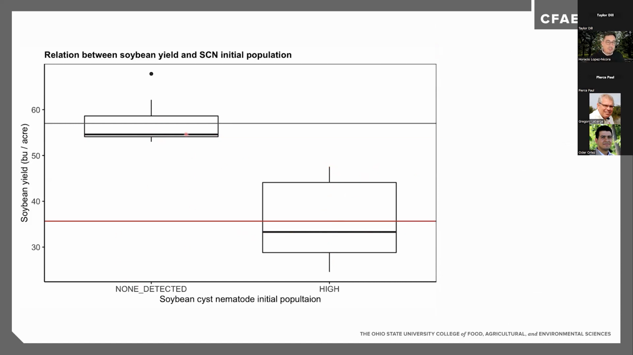I'm grouping all those blue quadrants here, and I'm labeling them non-detected, where we did not detect soybean cyst nematode. And here will be the red quadrants, where we had soybean cyst nematode above 1,000 eggs per 100 cc of soil. So we have quadrants with 2,000, 3,000, 4,000 eggs per 100 cc of soil. On the y-axis, we have yield in bushels per acre.